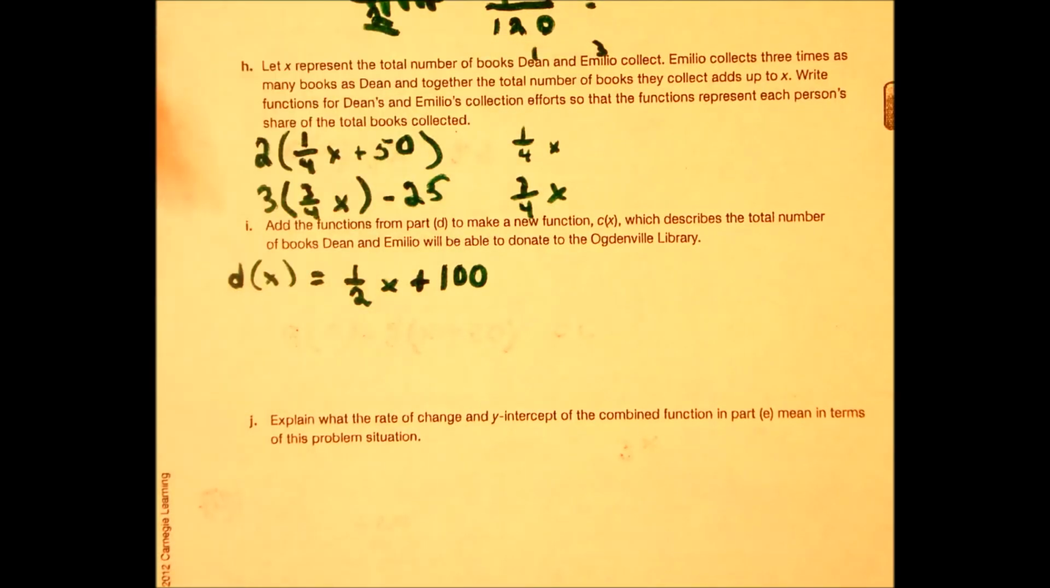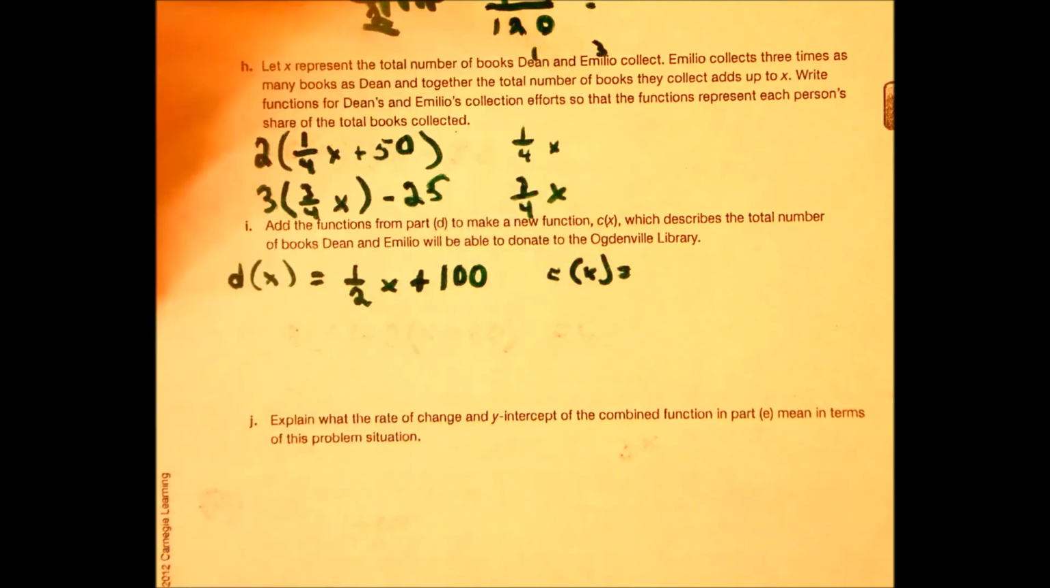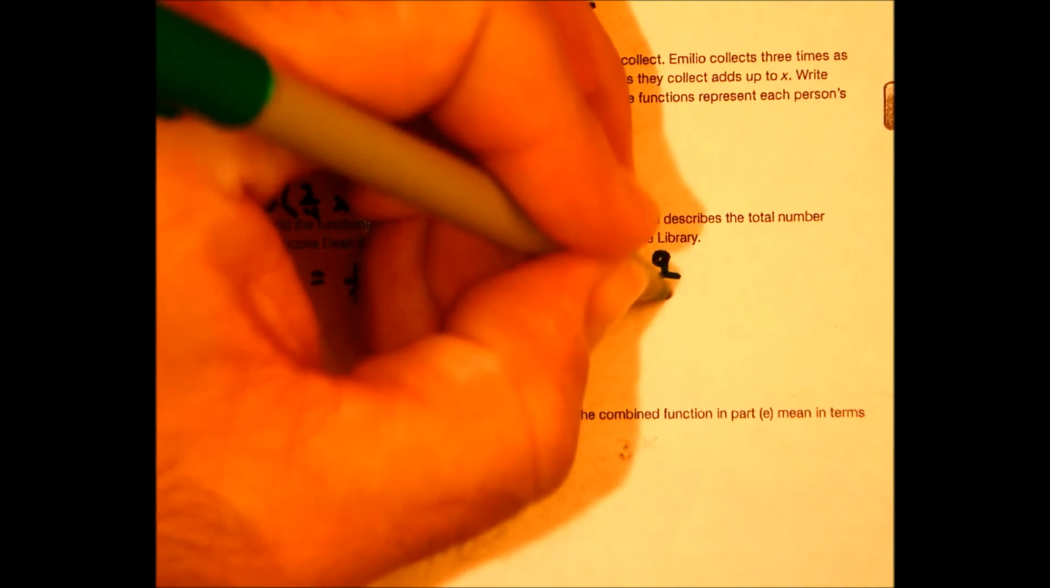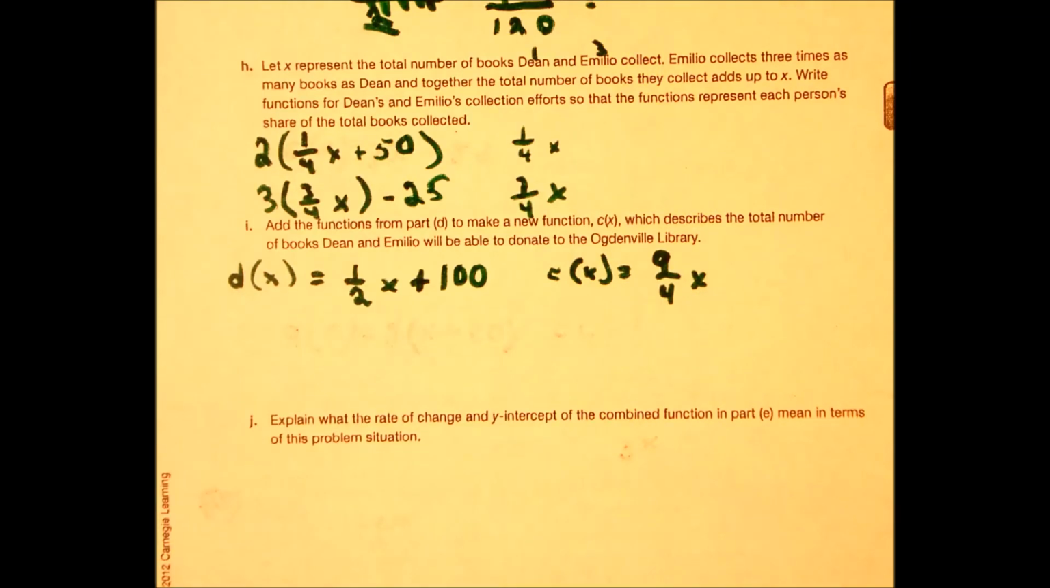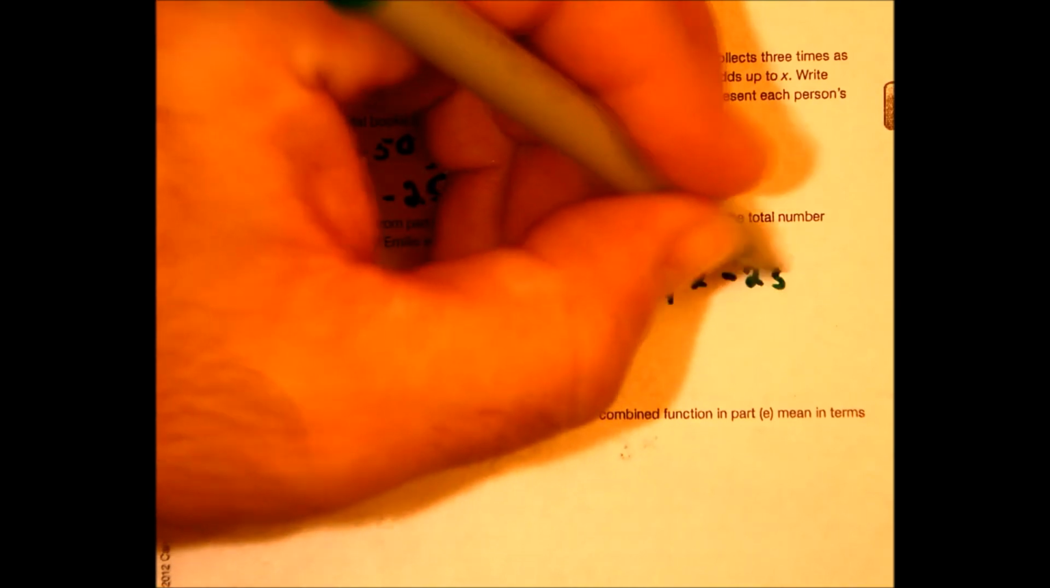Now I'm going to do the second half, which was Emilio's. And that was my e of x. And this function. So 3 times 3 is 9/4. 9/4 does not reduce. So we leave it as 9/4 x minus 25.